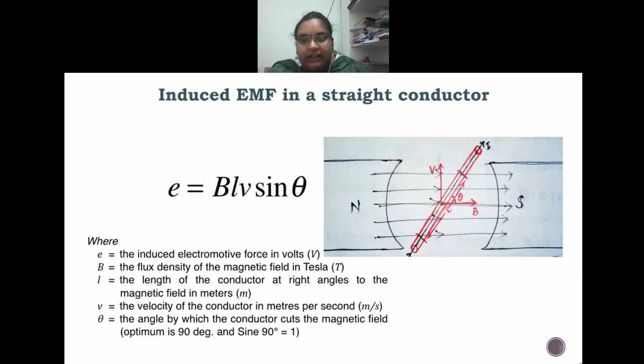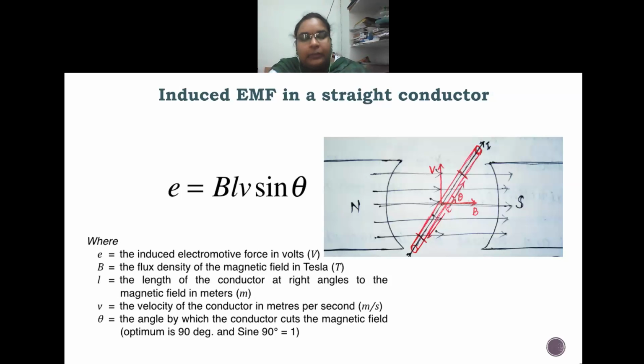Now that we are taking a conductor and placing it into the magnetic field and rotating the conductor in the magnetic field, we are looking at the formula for the induced EMF in a conductor. On the right hand side you can see a diagram depicting how the coil is placed and the angle of the coil relative to the magnetic field. The amount of EMF induced in this coil is given by the formula BLV sin theta, where B is the flux density of the magnetic field.